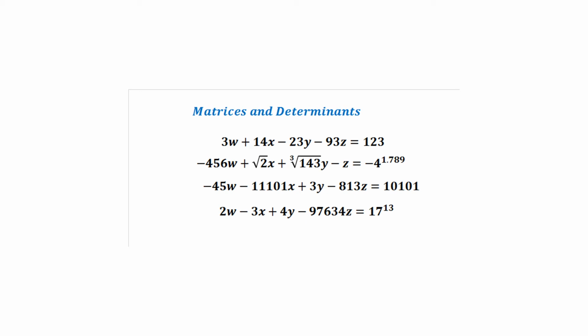So you cannot graph it because you can't graph 4 variables in a world that we live in with 3 dimensions. So you have to have other methods to do other problems. And this concludes our lesson on solving 2 equations with 2 unknowns.